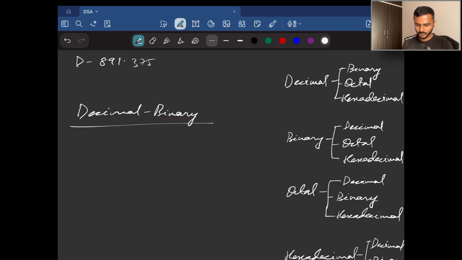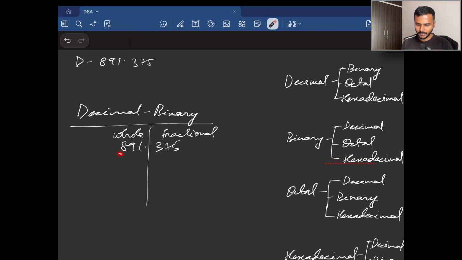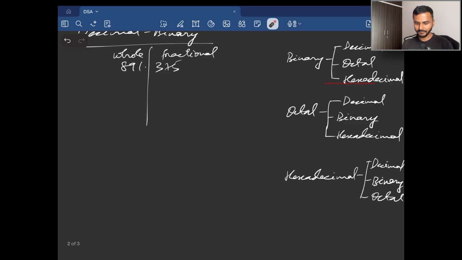The first thing we will have to do is split the number into two parts. One before the decimal, which will be the whole number part, and the one after the decimal, which will be the fractional part. The reason I'm splitting in two parts is because the process to handle both are different. Let's get to them one by one. Let's start off with the whole number part.